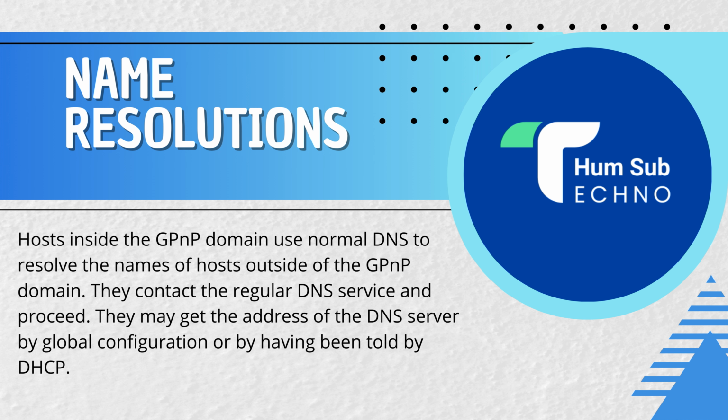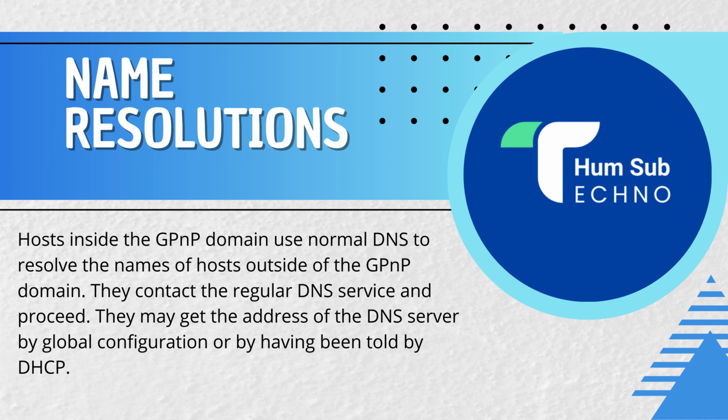Inside the GPNP domain, hosts use MDNS for name resolution, requiring an MDNS responder and client library support. For names outside the GPNP domain, hosts rely on standard DNS, either configured globally or provided by DHCP. Machines outside the GPNP domain cannot use multicast for resolution but can resolve them by DNS, with global DNS delegating a subdomain to fixed GPNP addresses.